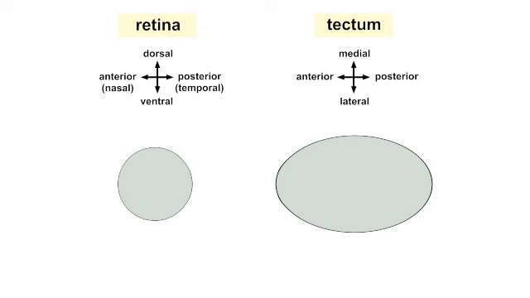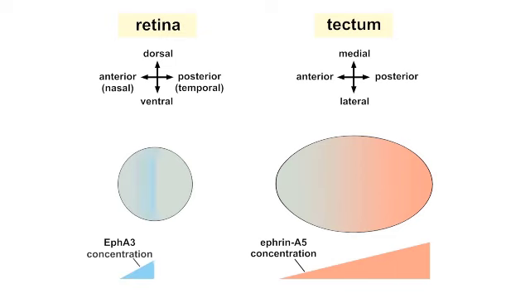An axon repellent, called ephrin A5, is expressed in the tectum with lower concentrations in the anterior region and higher concentrations in the posterior region, here represented in orange. In the retina, a receptor for ephrin A5, called EphA3, is expressed with lower concentrations in the nasal region and higher concentrations in the temporal region, as represented in blue.